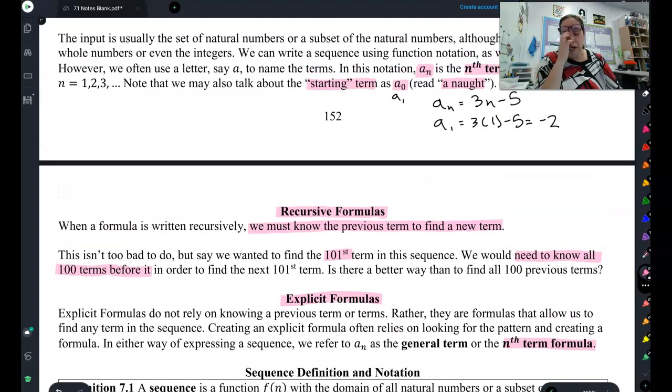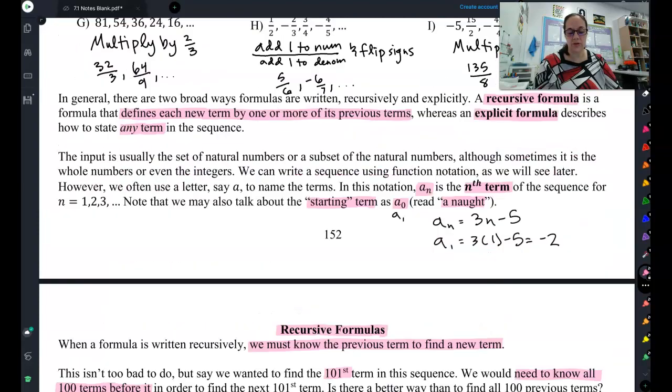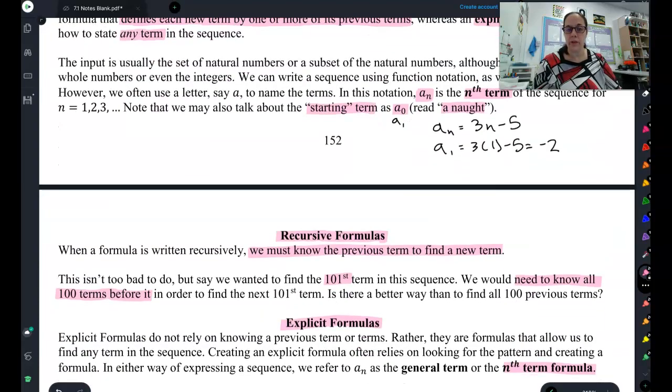So that is all our big vocabulary for this lesson, talking about introducing sequences and the different formulas we have for them. In the next video, we're going to talk about how to graph sequences.